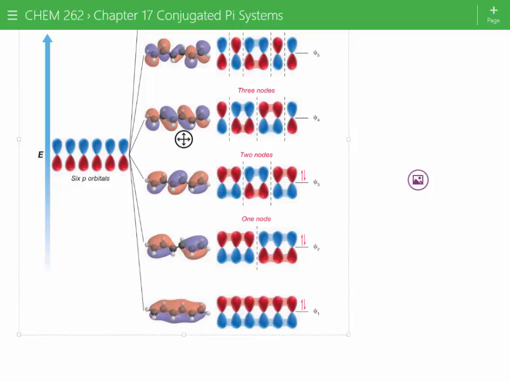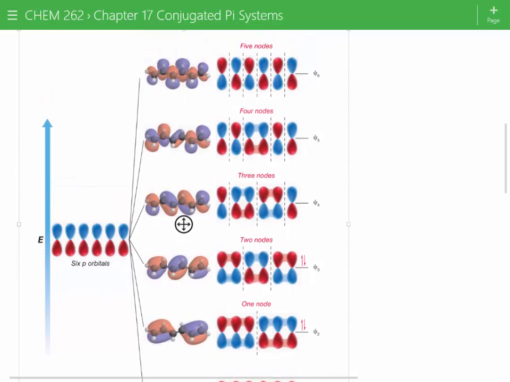This exists, and then above that we've got 3 nodes where we can add in a 3rd node. So now we've got 2 double bonds and 2 p orbitals out on the ends, and then we can even go up to 4 nodes where we've got a double bond in the middle and 2 empty p orbitals on each side, and then 5 nodes is theoretically possible where every p orbital is flipped.